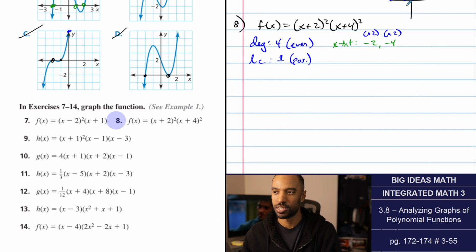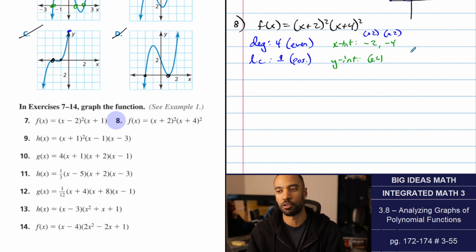The y-intercept is going to be 2 squared times 4 squared. 2 squared is 4. 4 squared is 16. 4 times 16 is actually 64. This graph goes super tall.